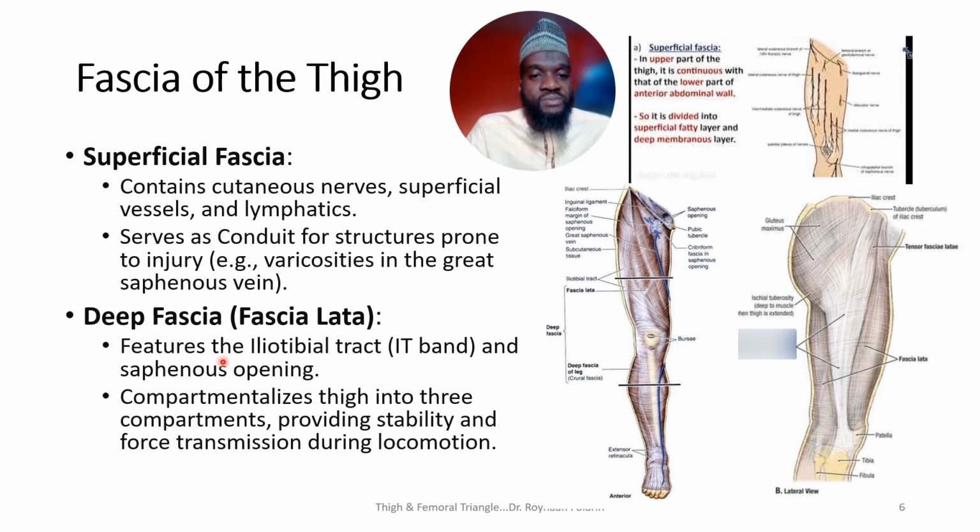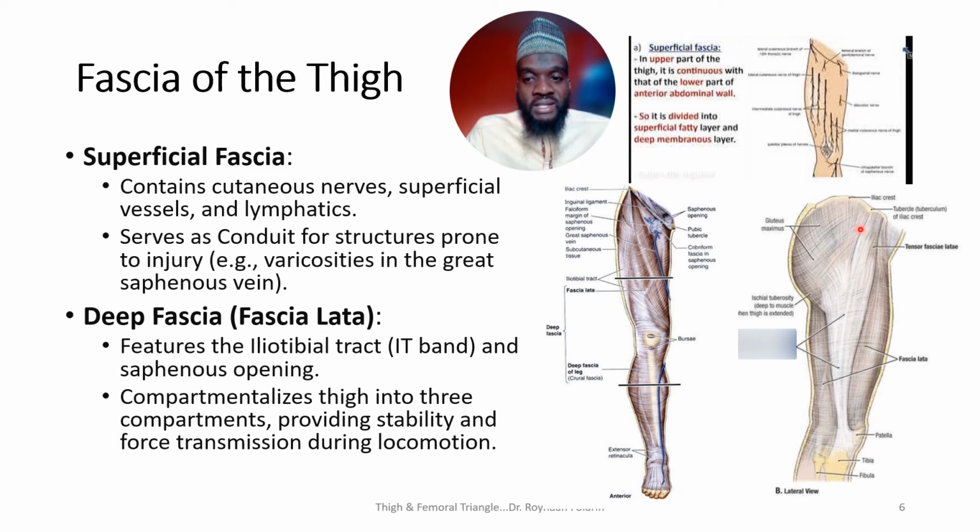On the other hand, the deep fascia, also known as the fascia lata, is more robust, and it's also the fascia that helps to compartmentalize the thigh into the three compartments we talked about. So this fascia provides stability to the thigh and helps in the transmission of force during activities like walking, running and the likes. So within this deep layer is what we call the iliotibial tract or the iliotibial band, IT band or IT tract, which is important in maintaining the stability of the knee.